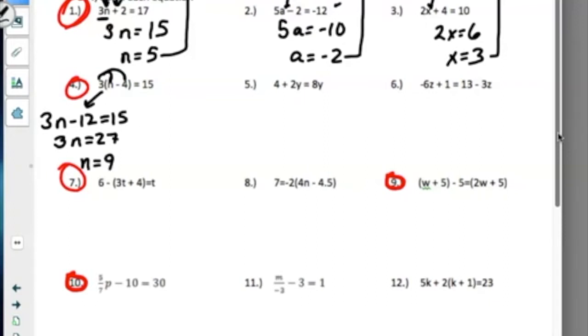Now, that's perfectly fine. It's an answer that totally works. I take that 9, I plug it into n, and 9 minus 4 is 5. 5 times 3 is 15.